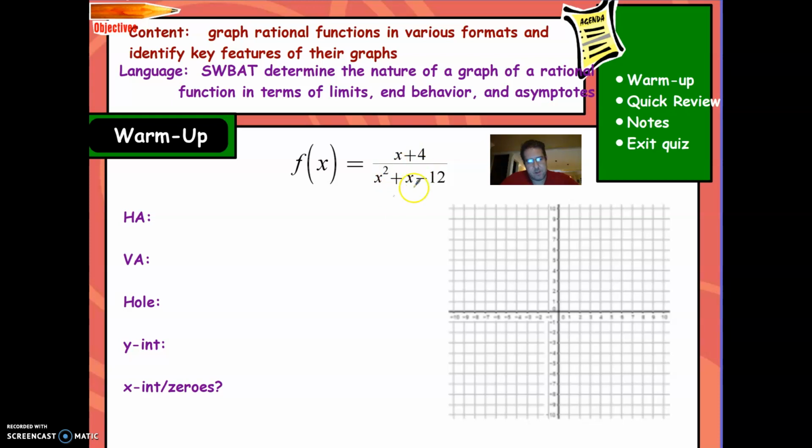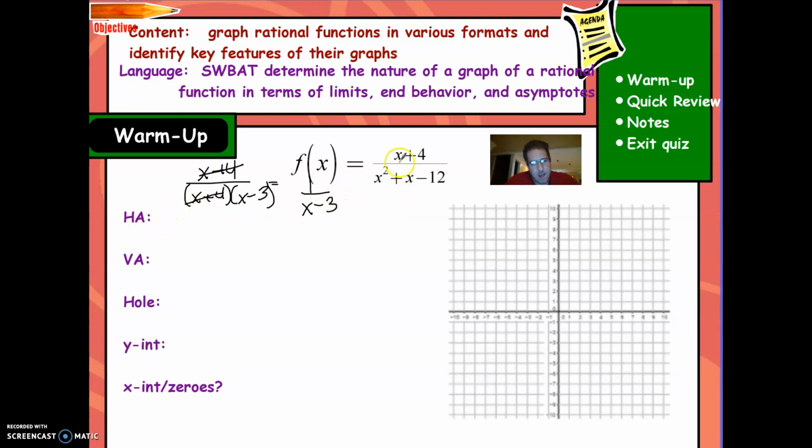All right, so first thing I'm going to do is simplify this. So x plus 4 over, I'm going to factor on the bottom. This can be factored into x plus 4 times x minus 3. Multiply, you get negative 12, and you add them, you get positive 1. So now the x plus 4's cancel, leaving you with 1 over x minus 3. So that's the same thing as this.